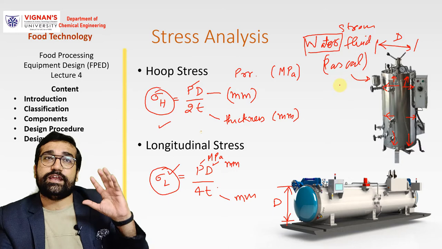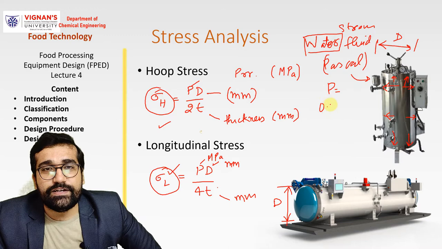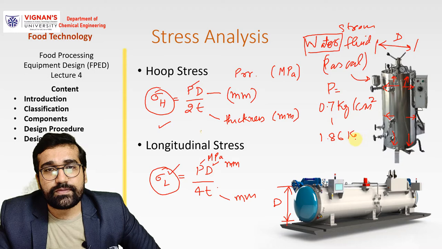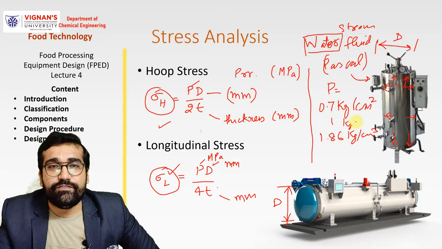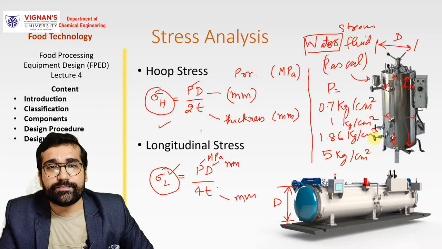So we know how much pressure we are going to put on steam. Either we designed for 0.7 kg per centimeter square of pressure, or we designed for 1 or 1.86 kg per centimeter square. This we have seen already. So here we assume maximum pressure in case of the food industry; the maximum pressure we design for is 5 kg per centimeter square. We will design generally for this pressure.